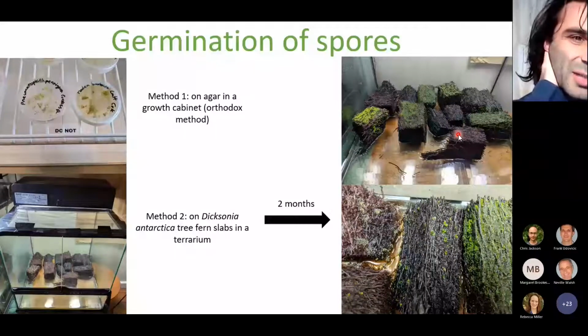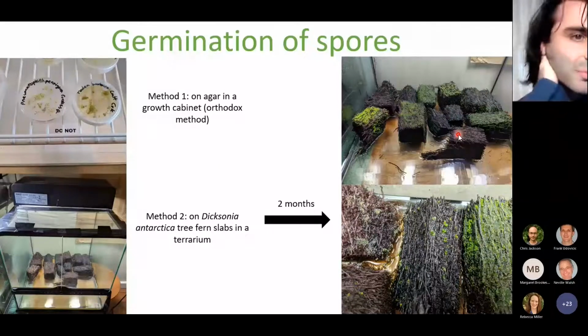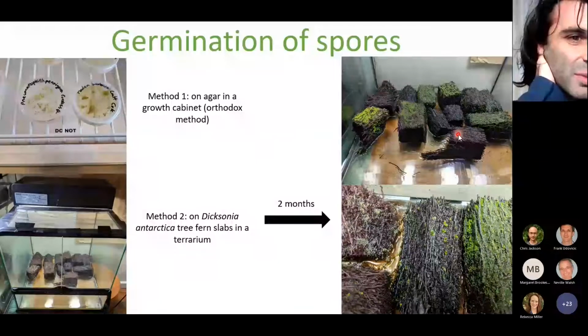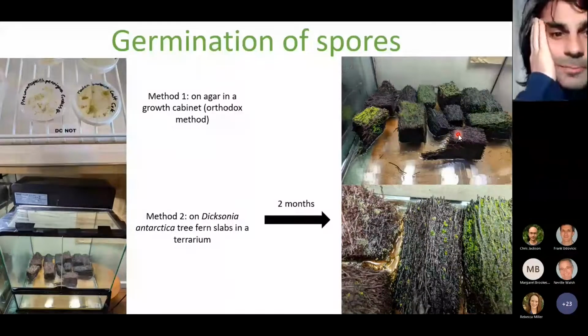So the germination rate's slow, and the gametophytes, which is the structures or the phase of the life cycle that the spore initially grows into, have been really slow. They haven't developed all that quickly, a lot slower than what I'd expect.